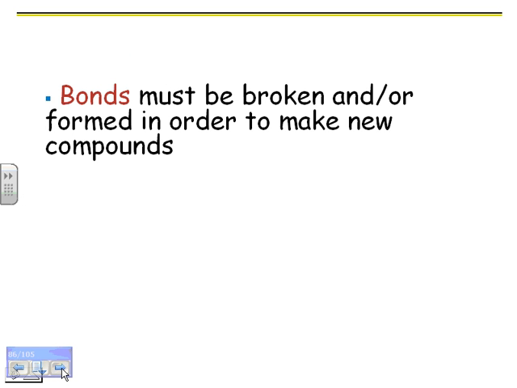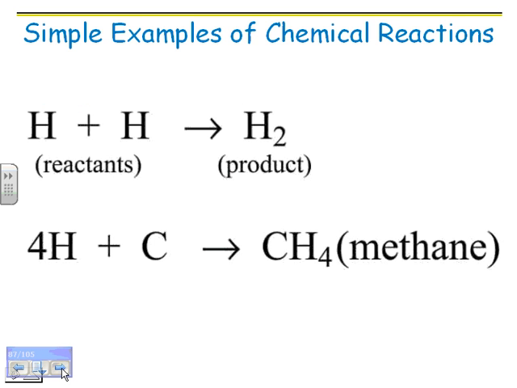Bonds must be broken and or formed in order to make new compounds. So in our last segment, we talked about covalent bonds and hydrogen bonds. And what were the strong ones, David? Covalent. Excellent. Okay, here are some examples of chemical reactions.